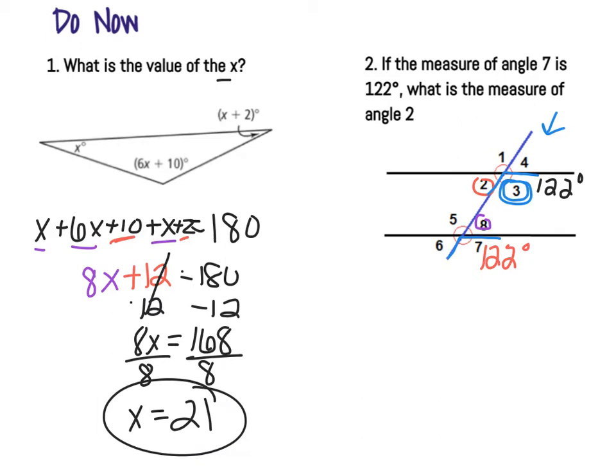We just said that angle 3 and 2 are supplementary, so they add up to 180 degrees. So therefore, I just need to subtract 122 from 180, which means angle 2 is 58 degrees. If you solved it another way and still got 58, that's fine. There's multiple ways to solve all of these angle problems.